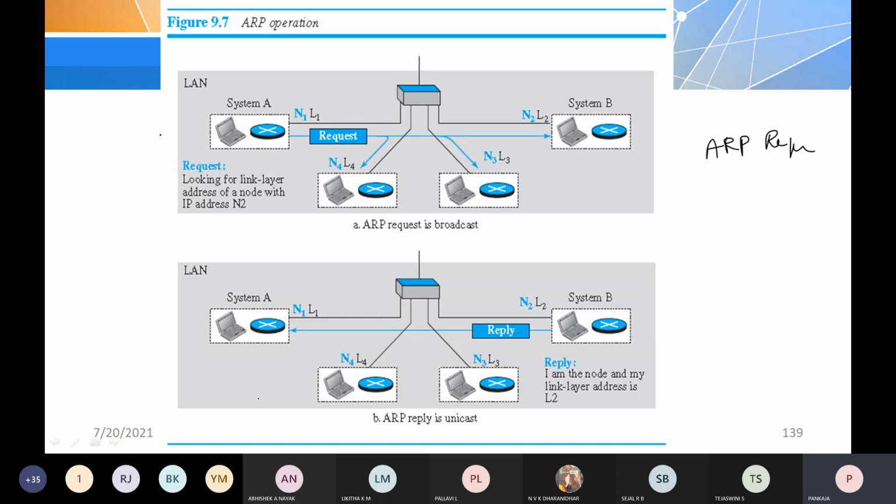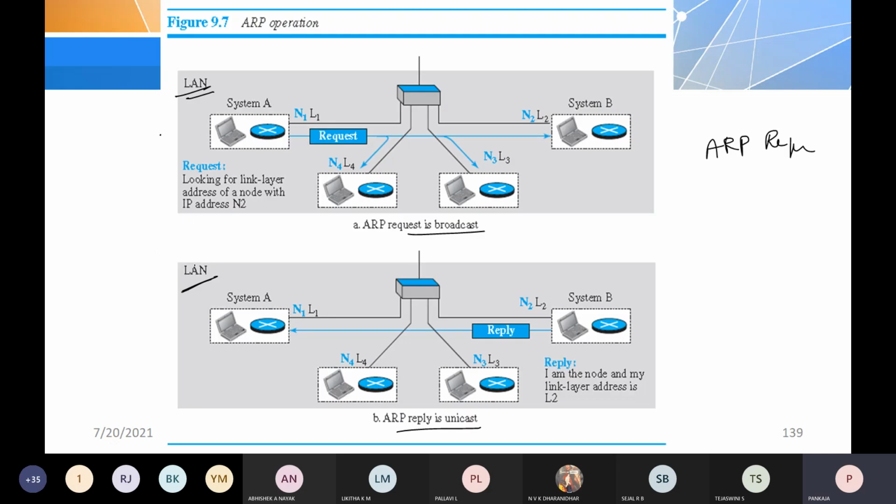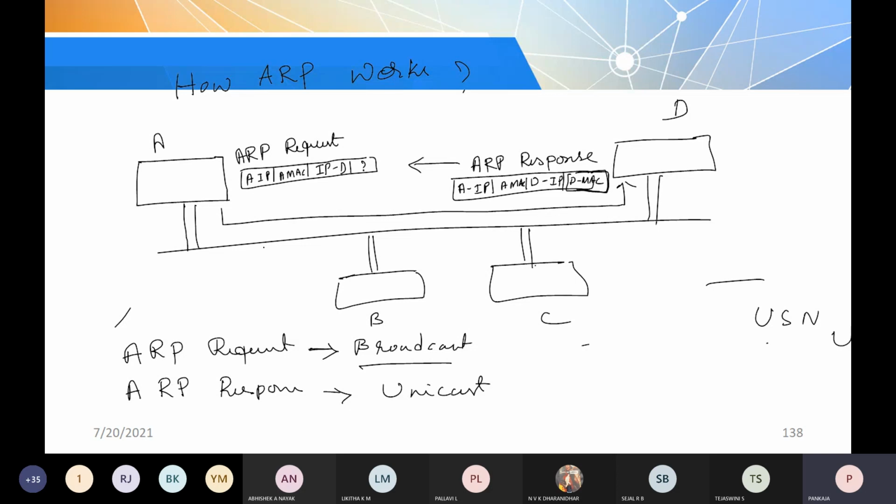These diagrams are done with respect to a LAN, within a LAN. I have taken an example of a LAN. This is ARP reply with unicast and ARP request with broadcast. If you are comfortable with this diagram, you can go with it also. The diagram is the same, only the notations used are different. Instead of a system, I have just put a box. So this also you can write. But the explanation is very important: how exactly ARP works in terms of request and also in terms of response.